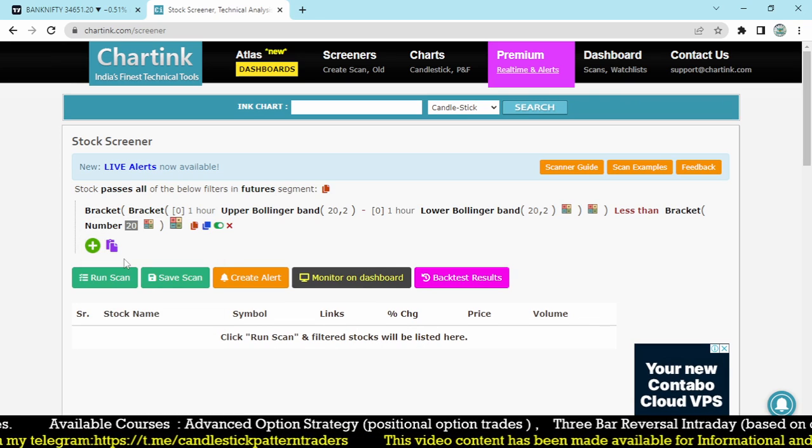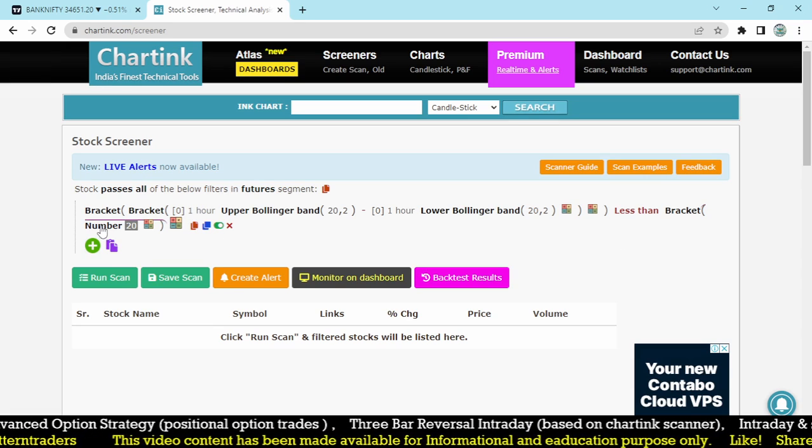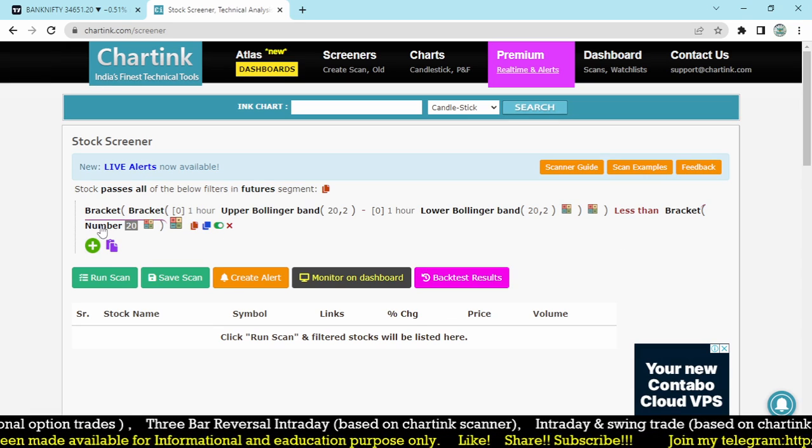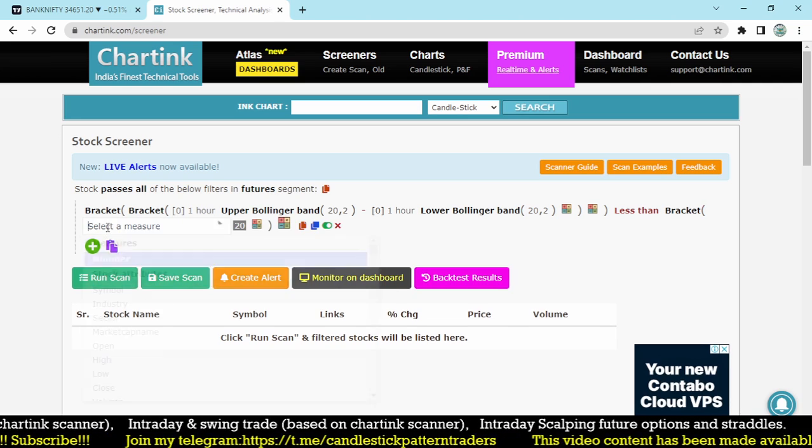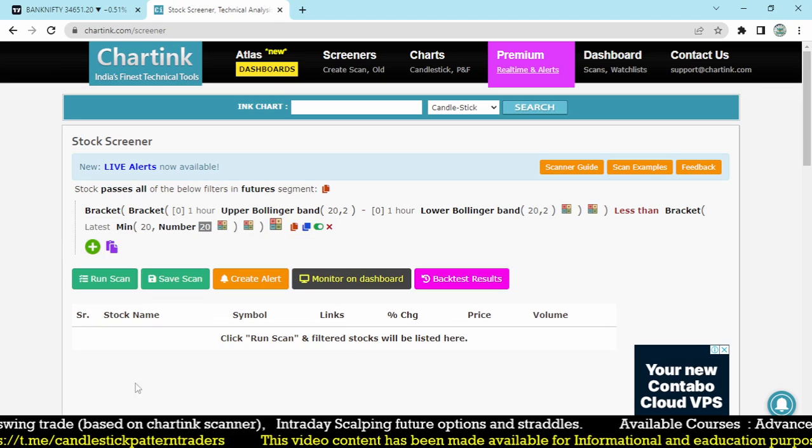Again I am going to add some values. That Bollinger Band width is less than the value from 1 hour ago. That means we'll use the minimum duration value.